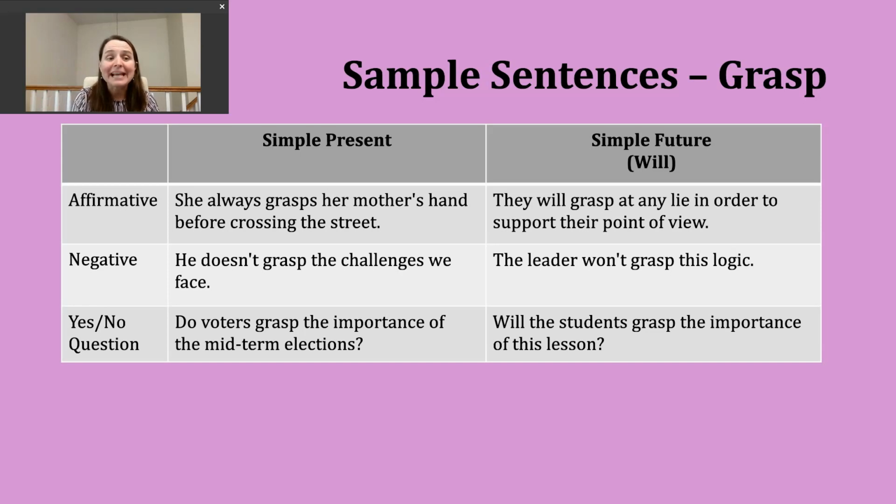Now let's look at making a yes or no question in the simple future. Our structure for this will be to start with will, then we're going to have our subject, and then the base verb. Here's another example question. Will the students grasp the importance of this lesson? So again, back to that meaning of comprehending or understanding.